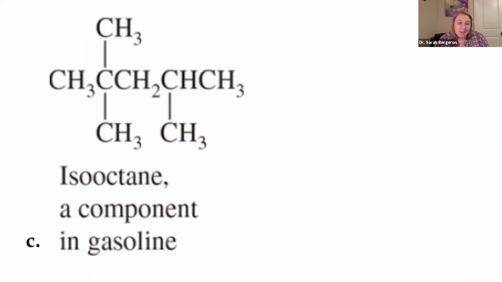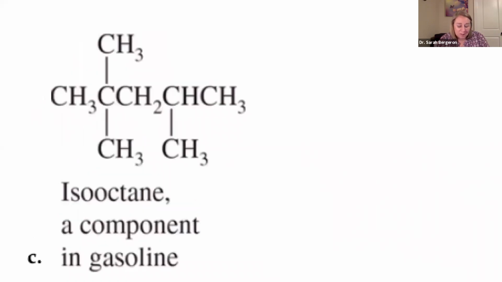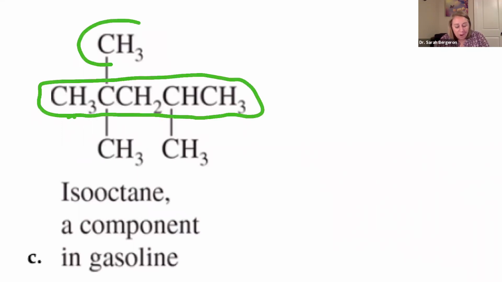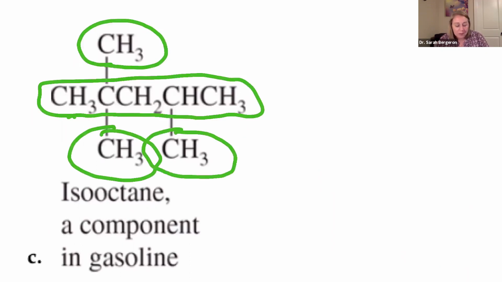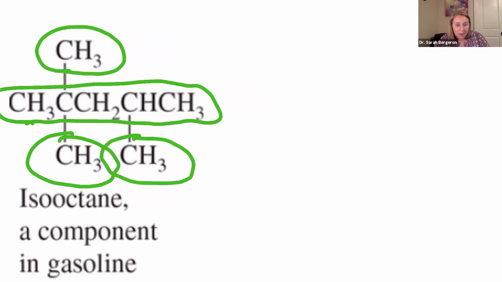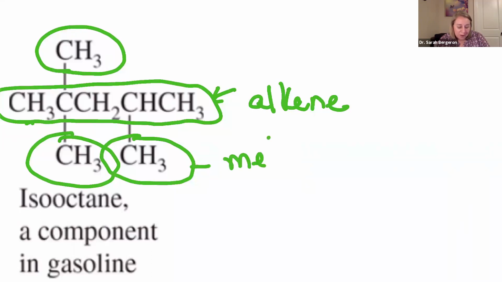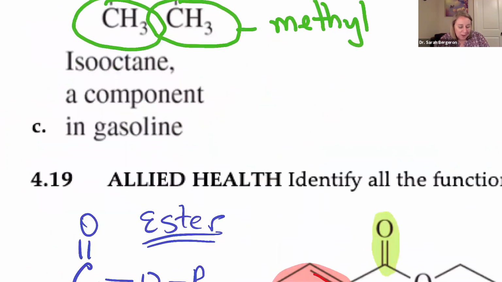Isooctane, a component in gasoline. So when I look at this, I see my main chain here, and then I have things coming off of this main chain. What do we call CH3 groups? We have a main chain here of an alkane, right? We have all carbon-carbon single bonds, but we have these methyl groups coming off. M-E-T-H-Y-L, methyl groups. Okay.